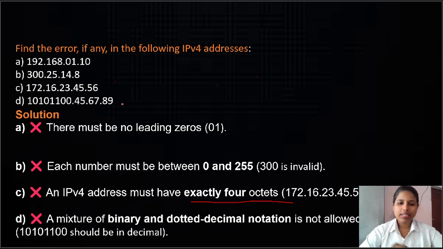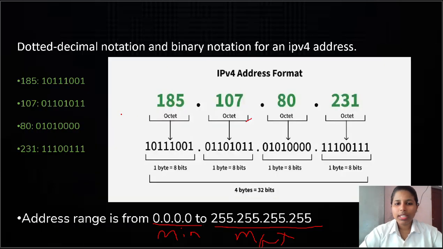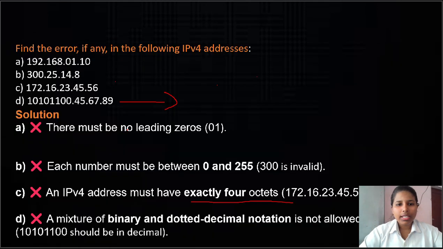10101010.45.67.89. This is the same as I told before. I hope you identified that we can only get an address either in the form of octets or in the form of binary. There will be no IP address with both combined. Here we can see this part is a binary value and these are the octet values. So these two different kinds of values are combined together as an IP address. So a mixture of binary and octets is not allowed.